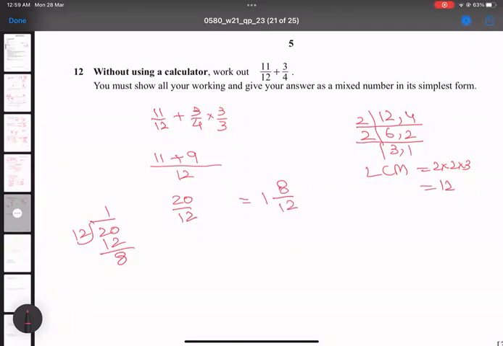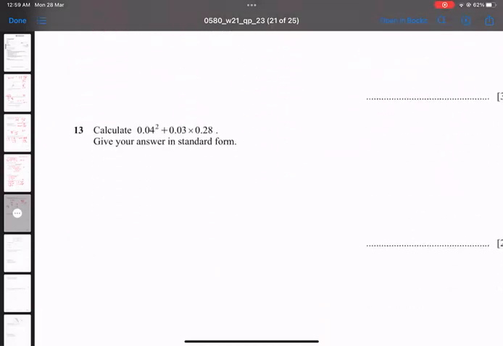No, you have to cancel these 8 and 12, and both are divisible in the same table. 4 twos are 8 and 4 threes are 12. And this is our final answer. Otherwise, you will lose 1 mark here. So this point is also clear, and let's go to the next one.